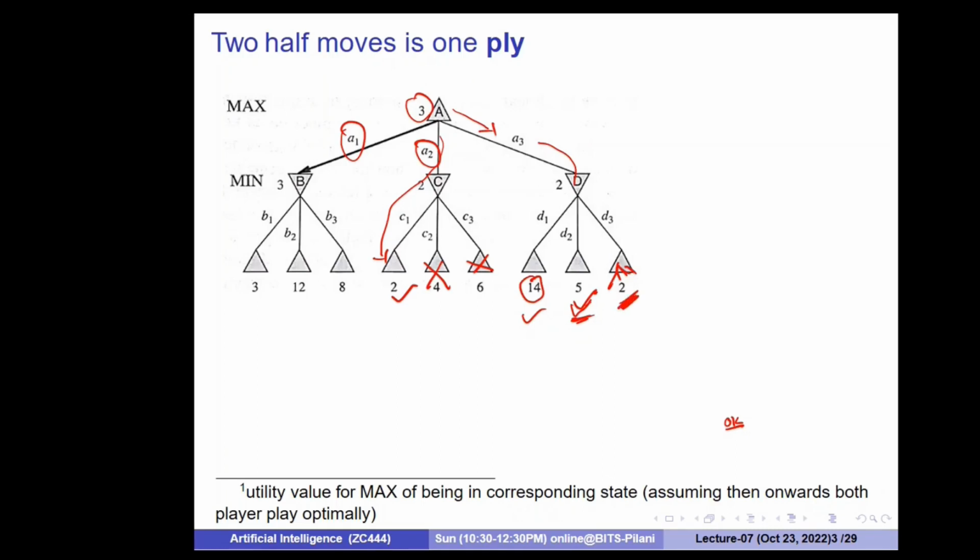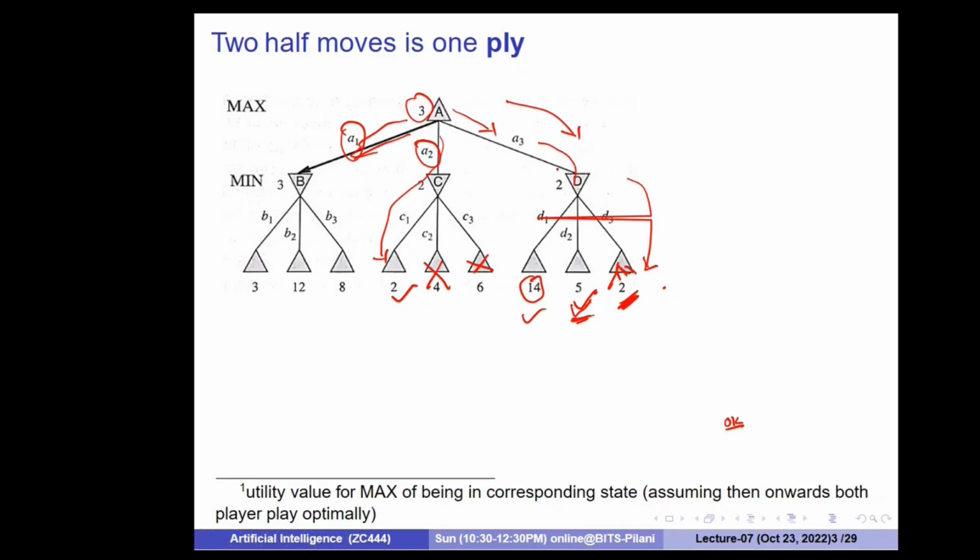And by chance, if I get 2 over here, then again everything collapses. I say that if I go in this particular direction, min is going to give me only 2. So this is not a good idea. So let me go in this other direction. So this is how things can proceed.